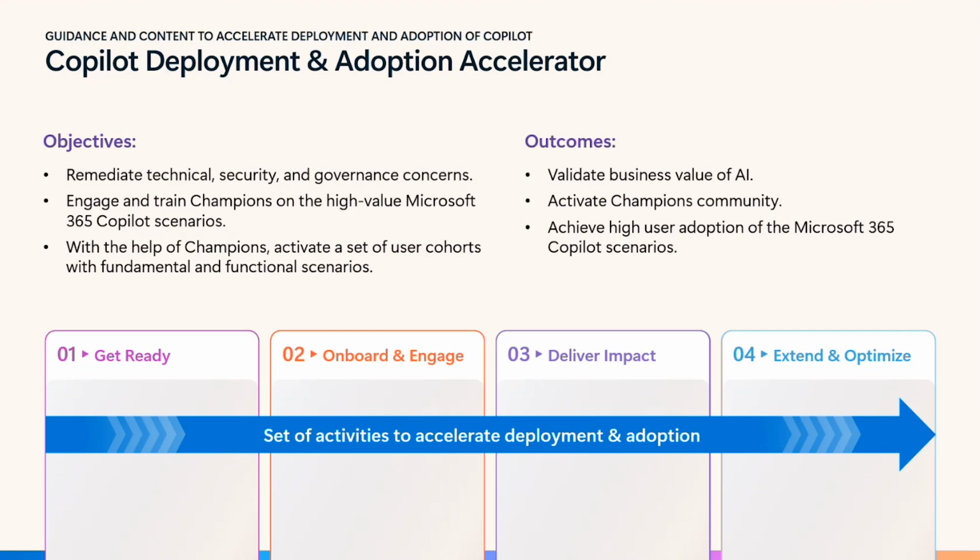So here we have an objective: to remediate technical, security and governance concerns, and engage and train champions. With the help of champions, activate a set of user cohorts with fundamental and functional scenarios. Some important outcomes are to validate the business value of AI, activate the champion community, and achieve high user adoption of Microsoft 365 Copilot scenarios. Okay, so let's start by setting the activities to accelerate deployment and adoption.